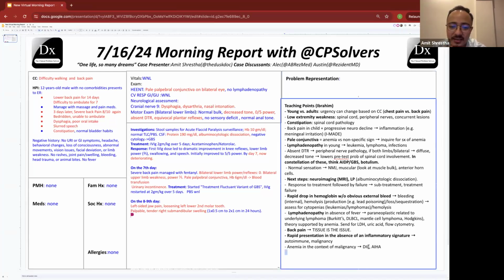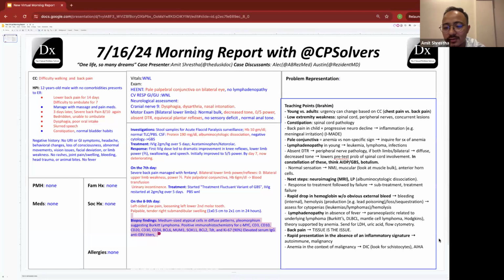Along with that, we did immunohistochemistry, and they were positive for markers like CMYC, CD3, CD10, 20, 30, 34, with BCL6, MUM1, SOX11, BCL2, and TdT, and Ki67, the proliferation index, of 90%. Thinking of Burkitt lymphoma, one of the causative agents, and most of the time, is Epstein-Barr virus. We checked for Epstein-Barr virus, and it was positive. The IgG was positive. There were elevated levels of serum IgG anti-Epstein-Barr virus titers.